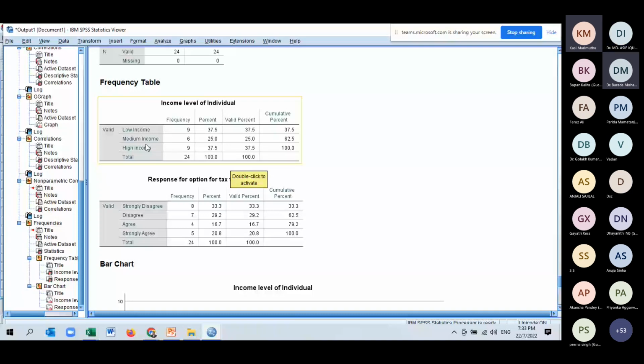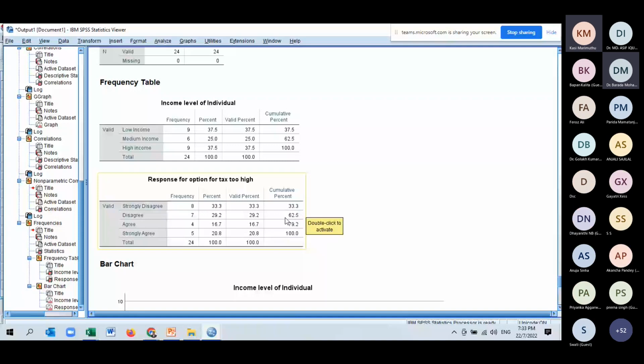Agree? Similarly, for the Likert scale, the response, 33.3% of the people said strongly disagree. And agree, for example, around 37% of them said agree and strongly agree. So 16.7 plus 20.8, add together. So 37.5% of the candidates agree and strongly agree the taxation is very high. So only 62% of the people felt disagree on this taxation is very high.